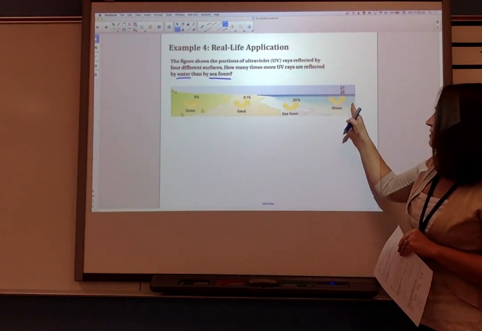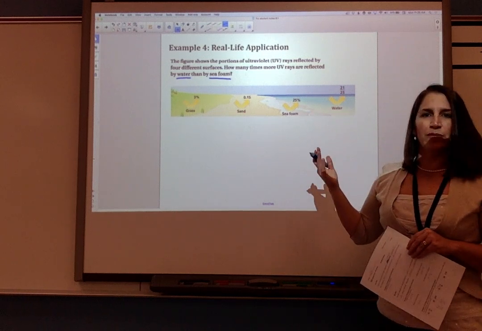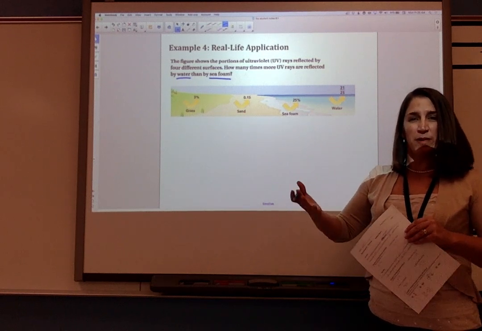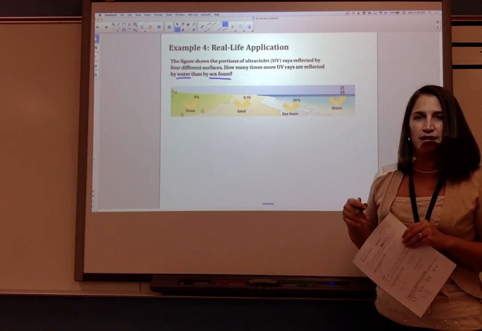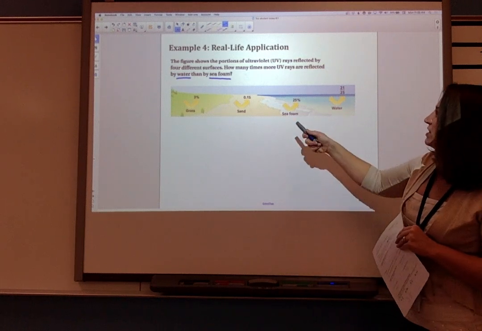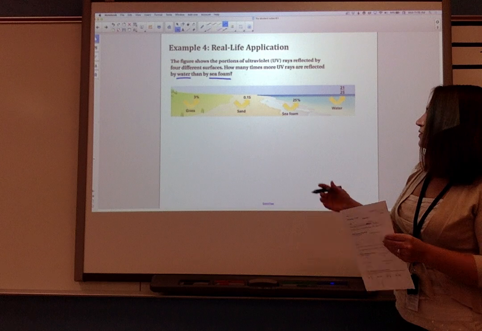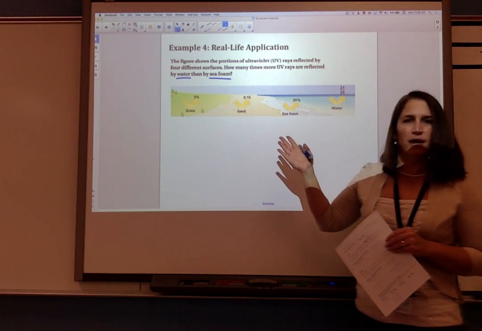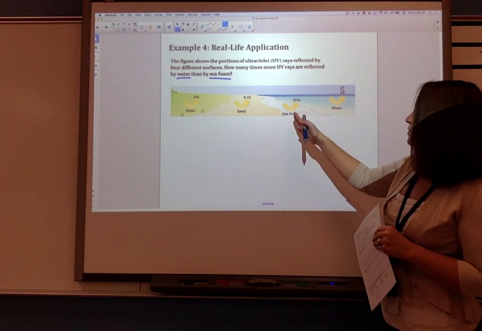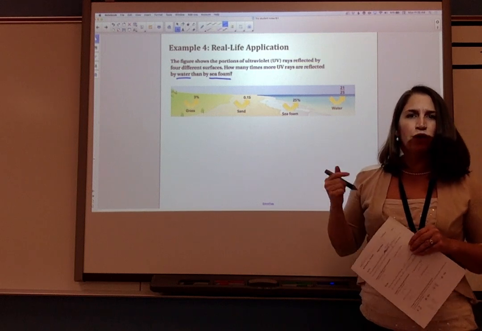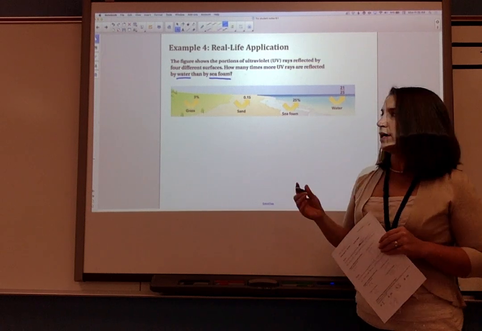So as we are looking at this, it appears that water is more reflective than the sea foam. That makes sense. We can see sunlight being reflected off of water. But we just need to figure out how much more. So let's convert both of these to decimals. We have one that's a percent and one that's in a fraction form. Let's put them both as decimals and then we can compare.